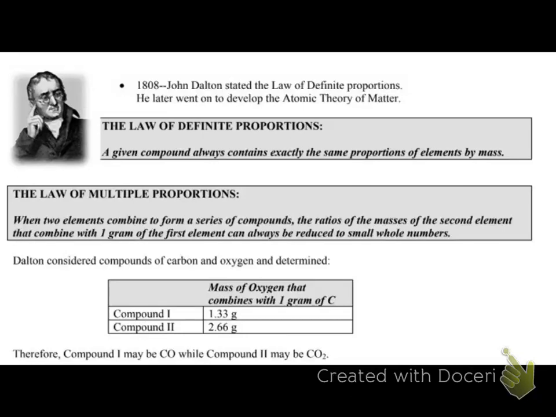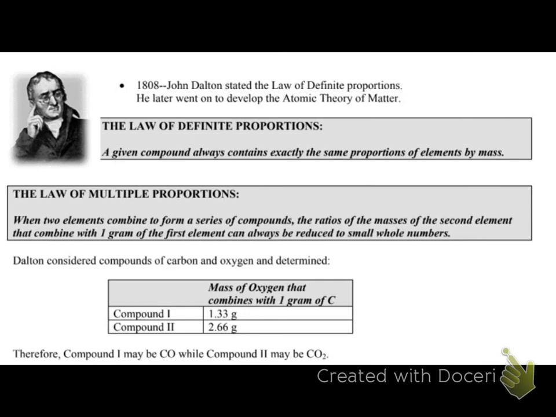We'll start recording here. The law of definite proportions. Remember, a given compound always has the same percent by mass. So in other words, sodium chloride, NaCl, has the same percentage of sodium and chlorine no matter where I find it. The law of multiple proportions is where they can combine in different ratios.